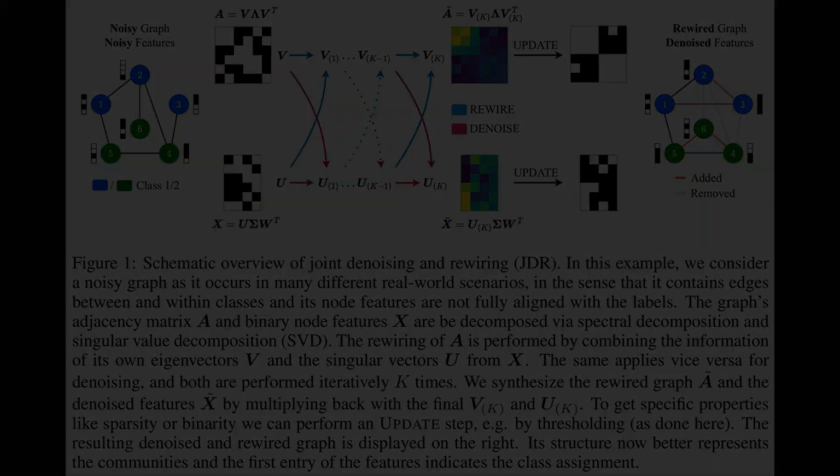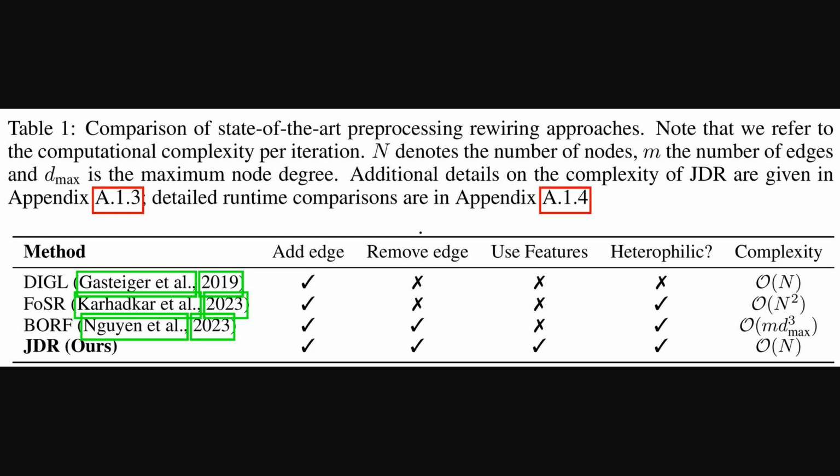features. Okay, so now let's see how JDR stacks up against other approaches. This table compares it with methods like DIGL, FOSR, and BORF. What stands out is that JDR is the only one here that explicitly uses node features for rewiring, aligning with that spectral resonance idea we discussed. It handles both adding and removing edges, works for heterophilic graphs, and maintains a pretty efficient O(N) complexity per iteration.